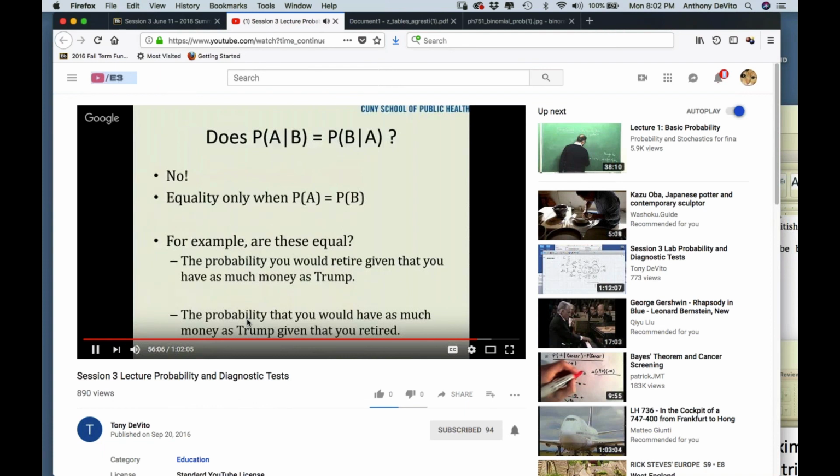Is that the same thing as the probability you would have as much money as Trump given that you retired? No. They're just different things. That's an example of what they would only be equal if the probability of you retiring is equal to the probability of you having as much money as Trump, which doesn't make any sense.